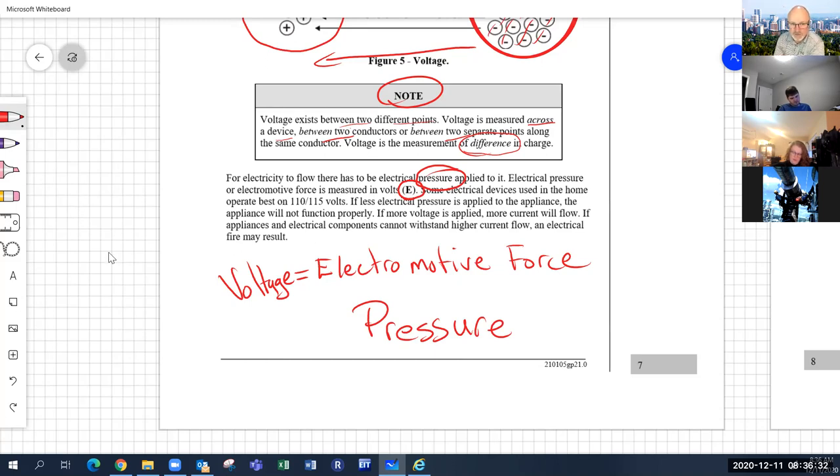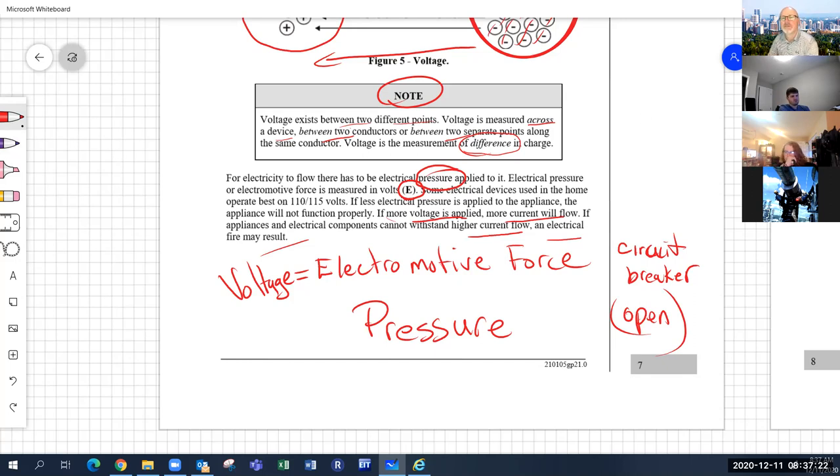So listen, if more voltage is applied, they have here, more current will flow. If appliances and electric components cannot withstand higher current flow, an electrical fire may result, or if we have a circuit breaker, it will open. Right? That spring-loaded circuit breaker, once it starts pulling too much voltage or too much current, will open and shut off the circuit. And this is a safety feature that we build into these electrical panels to protect us. Because if we didn't protect ourselves, there would be many more plumbers dead.